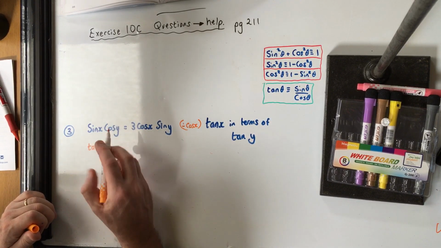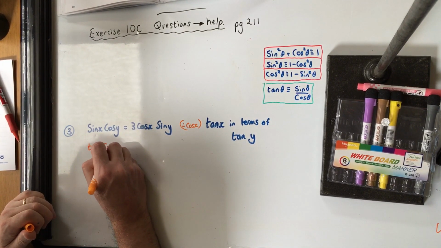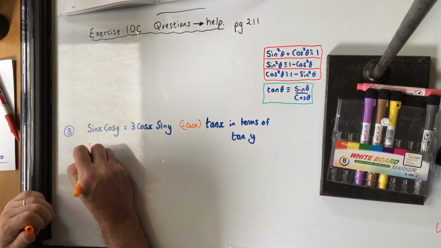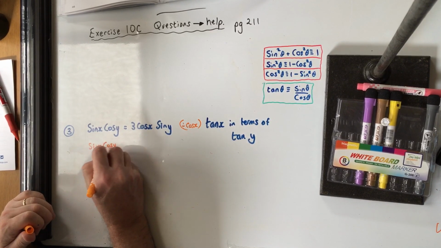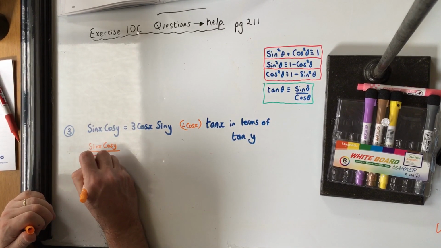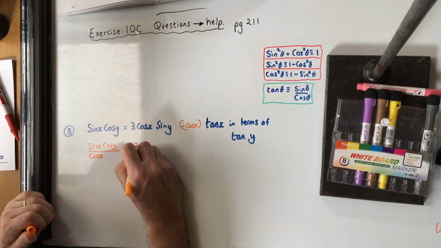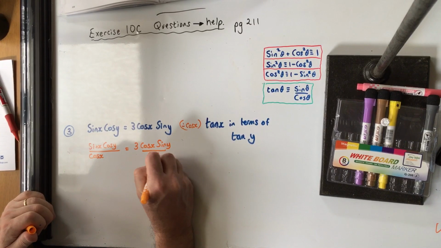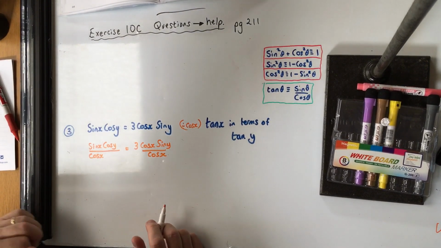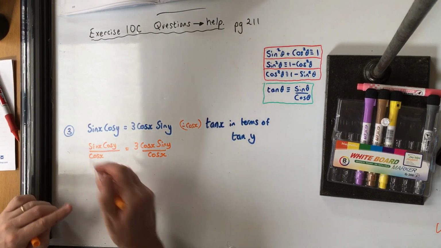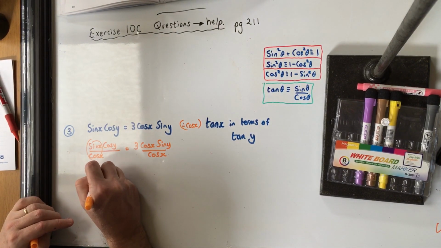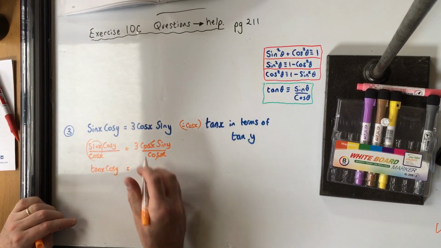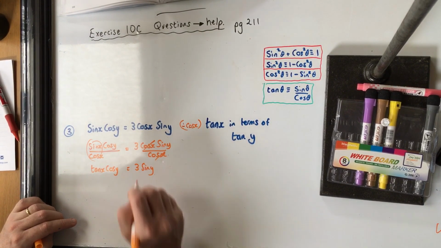That's this side divided by cos x. Maybe I'll do sine x cos y divided by cos x is equal to 3 cos x sine y divided by cos x. So you're not nervous, I've done it in full. I've divided both sides by cos x. That becomes a tan x. So tan x cos y is equal to, that cancels, 3 sine y.